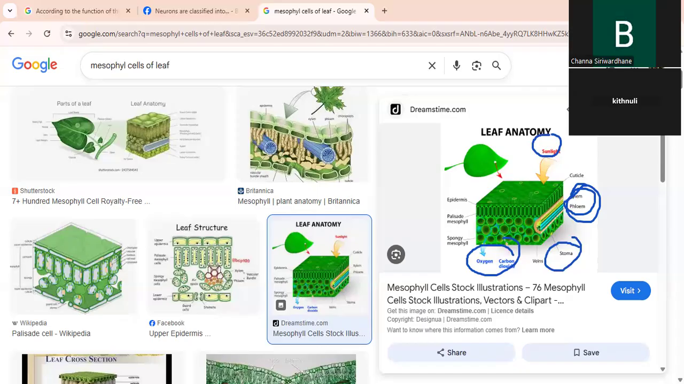You know that, right? Then they absorb light in the chloroplast with the help of the chlorophyll pigment.